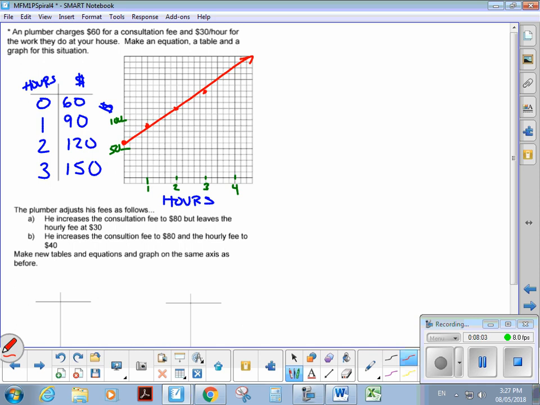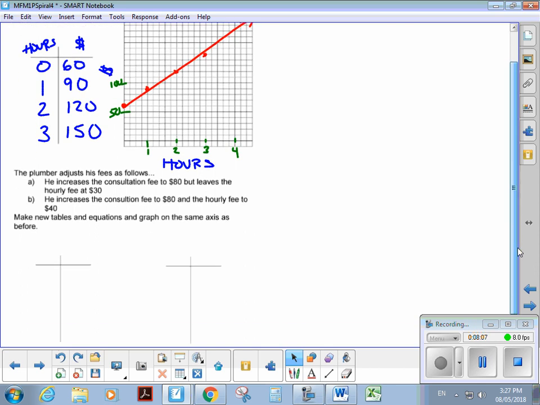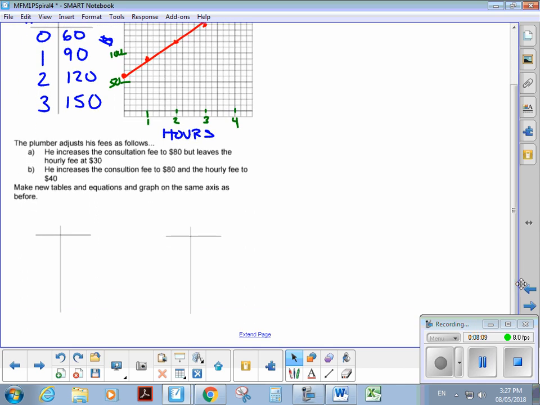The plumber adjusts his fee. All right, so the situation's changed, his prices have changed. He increases the consultation fee to $80. So he says, you know what, how about I just charge you $80 up front and leave it at $30 an hour. So this is no savings for me. In part B, he puts his consultation fee up to $80 and increases his hourly fee. So I don't like either of these situations. Make new tables and equations and graph them on the same axis.